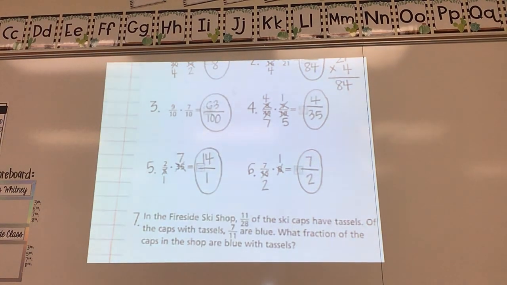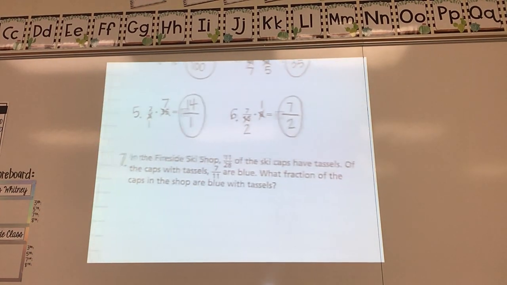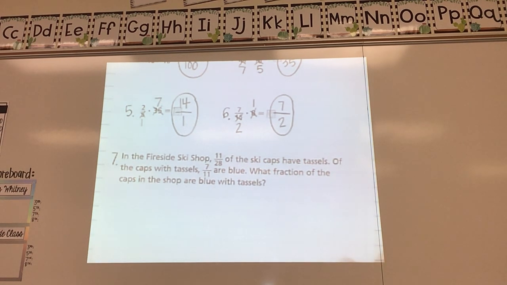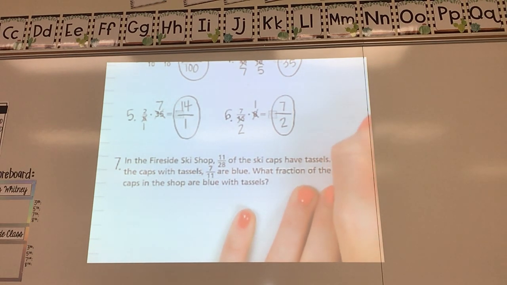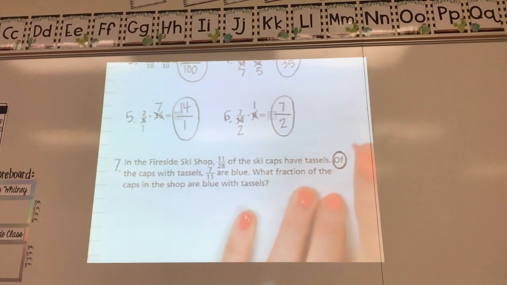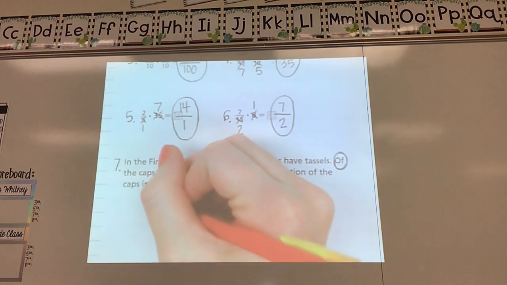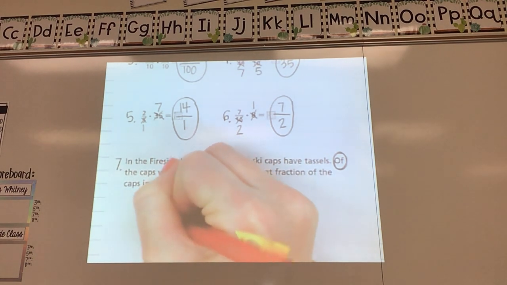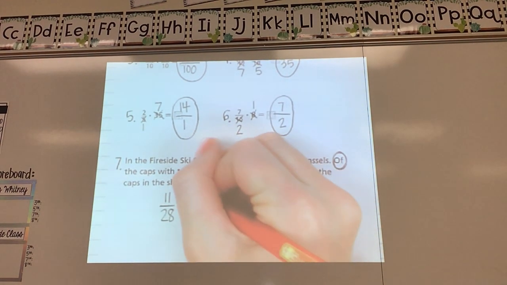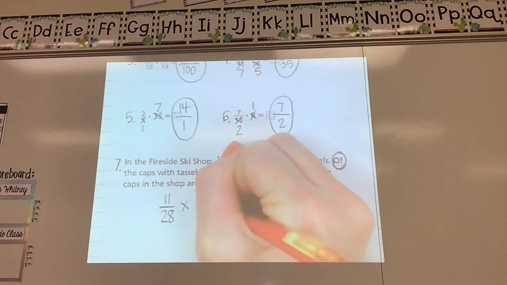It's number 7. It's a word problem, but we got the same things going on here. In the Fireside Ski Shop, 11/28 of the ski caps have tassels. Of the caps with tassels, 7/11 are blue. What fraction of the caps in the shop are blue with tassels? I see 2 fractions there, and I see the word of. What does of tell me I'm supposed to do? Multiply. 11/28 times 7/11. Now I have some big numbers there.